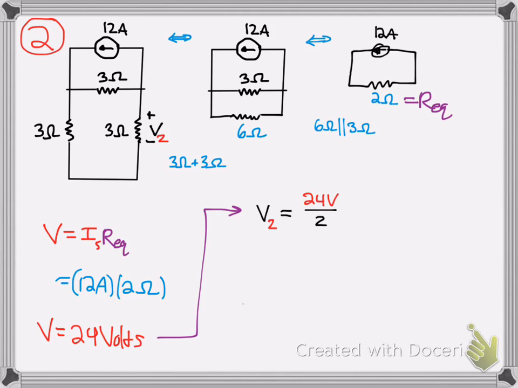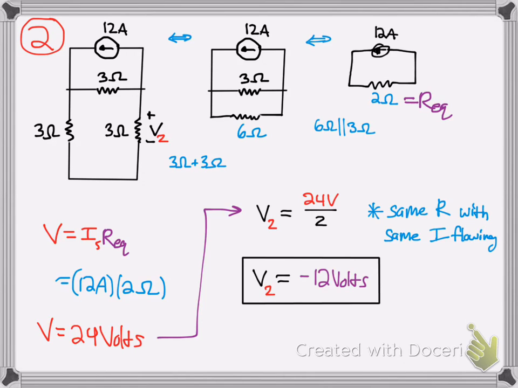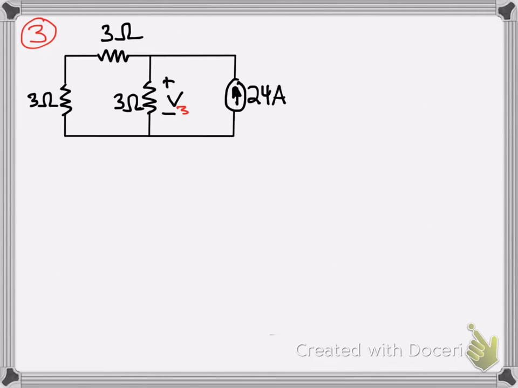But V2 is not exactly this V here. We should have called it Vy or something. Again, we have the same resistance with the same current, so kind of like with the voltage divider, you're going to have to half it again because they have the same resistance. So you get negative 12 volts here. Again, it's negative because the current flows in the opposite direction from how we put the signs of positive and negative convention. Cool.